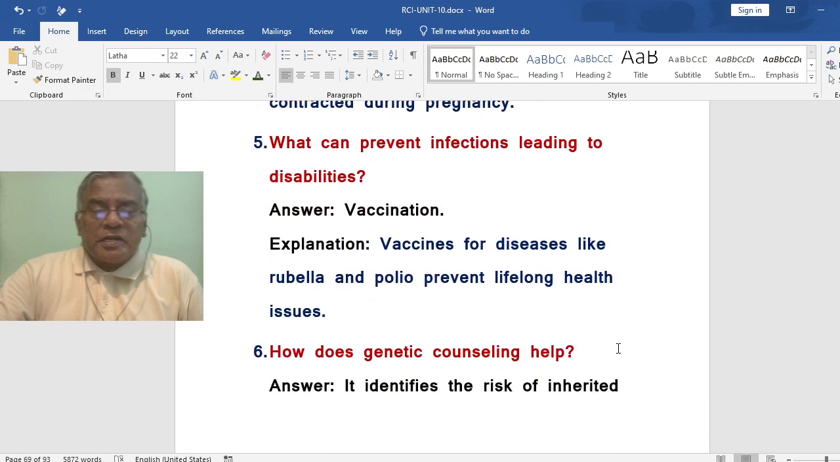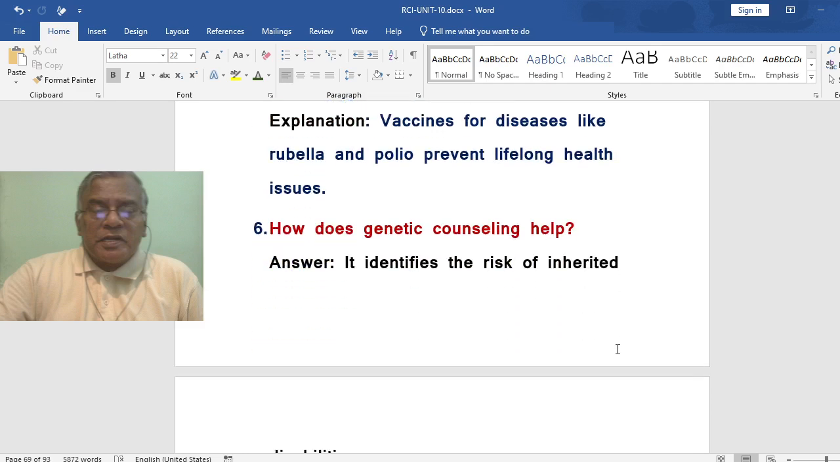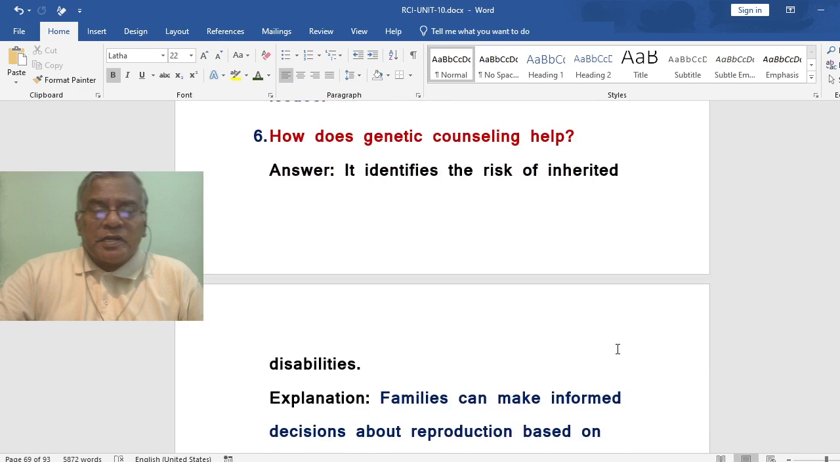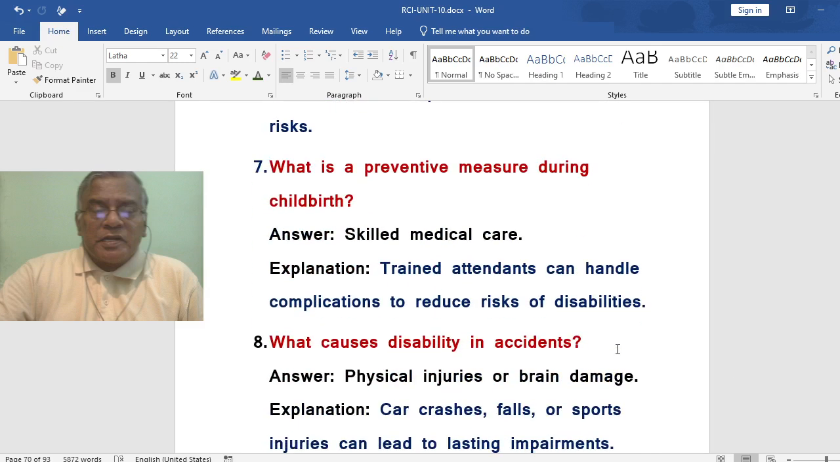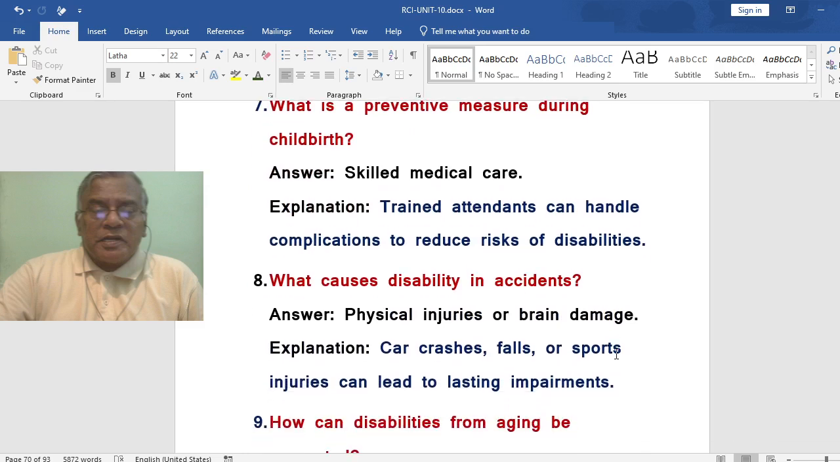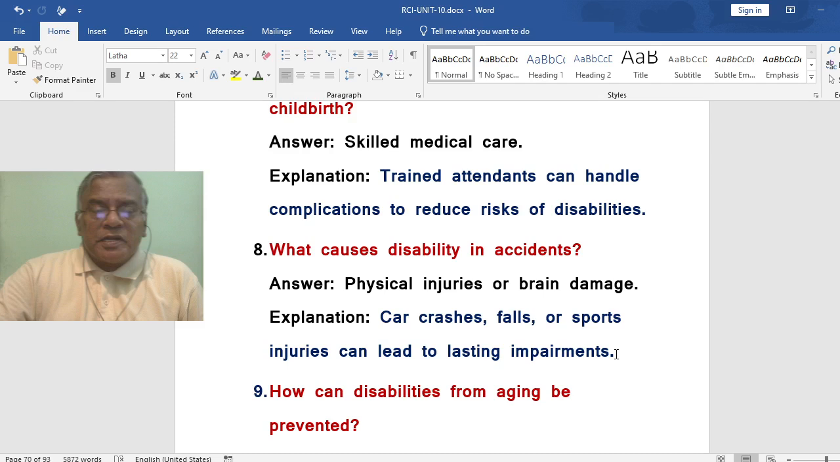What can prevent infections leading to disabilities? Vaccination. Vaccines for diseases like rubella and polio prevent lifelong health issues. How does genetic counseling help? Genetic counseling identifies the risk of inherited disabilities. Families can make informed decisions about reproduction based on risks. What is a preventive measure during childbirth? That is skilled medical care. Trained attendants can handle complications to reduce risk of disabilities.